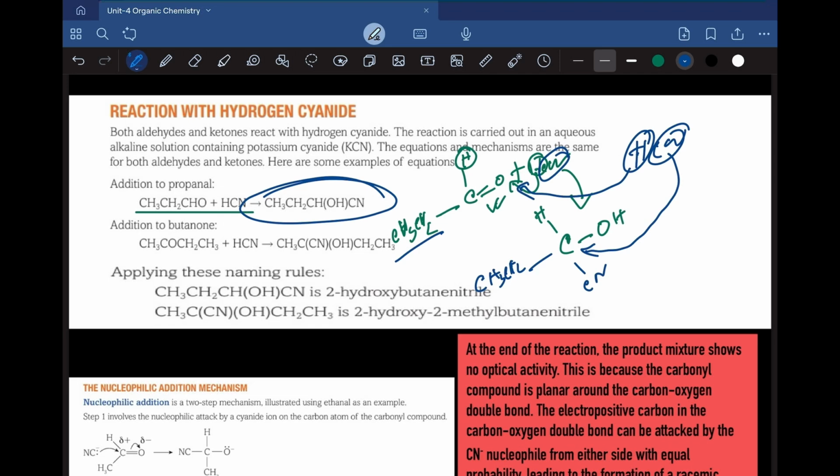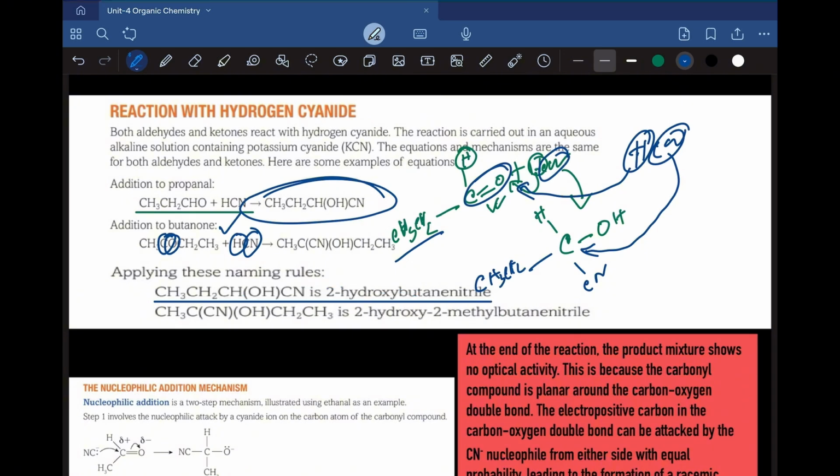Now moving on, this is also the addition reaction of butanone. In the butanone, the same thing happens: this hydrogen goes and bonds with this oxygen, and this CN interacts with this carbon atom, which is double bonded with the oxygen. This is how they actually work. And now how will we name this one?